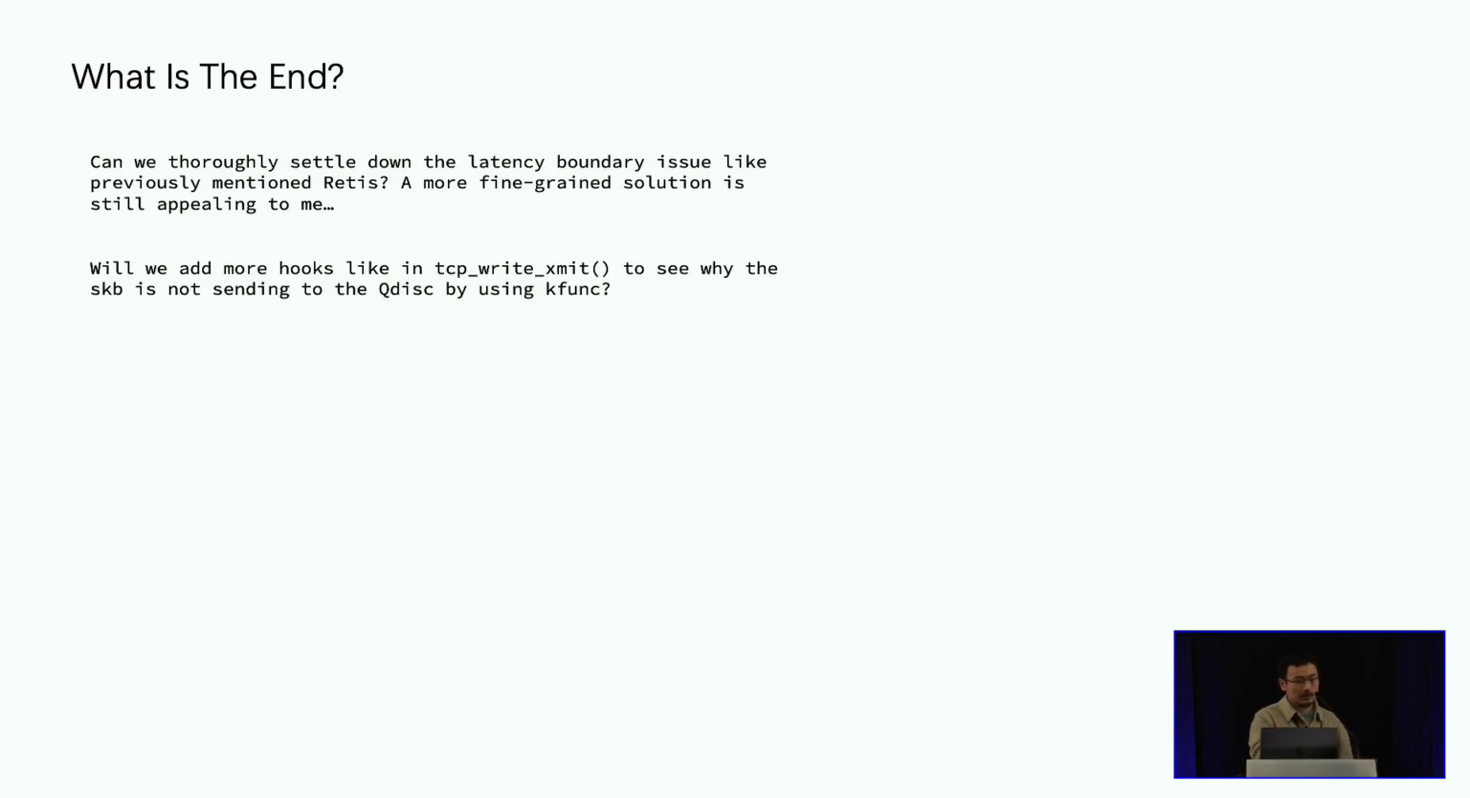Or at least one explicit question: can we add more hooks in the TCP write execute? Because we can see some SKBs get stuck in the TCP layer because of various flow control policies, like TSQ or the Nagle algorithm. I don't know, but I would like to try this.